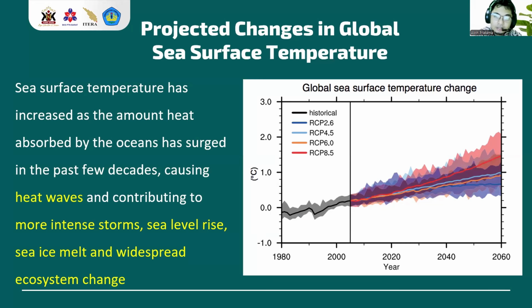Another major concern is sea level rise. As the ocean water warms, it expands, and this thermal expansion adds to rising sea levels, putting coastal areas at risk. Additionally, warmer sea temperatures contribute to melting sea ice and disruption of marine ecosystems. So the key message from this slide is clear. The more emissions we release, the more heat the ocean will absorb, and the more dangerous the impact will be for both environment and humanity.